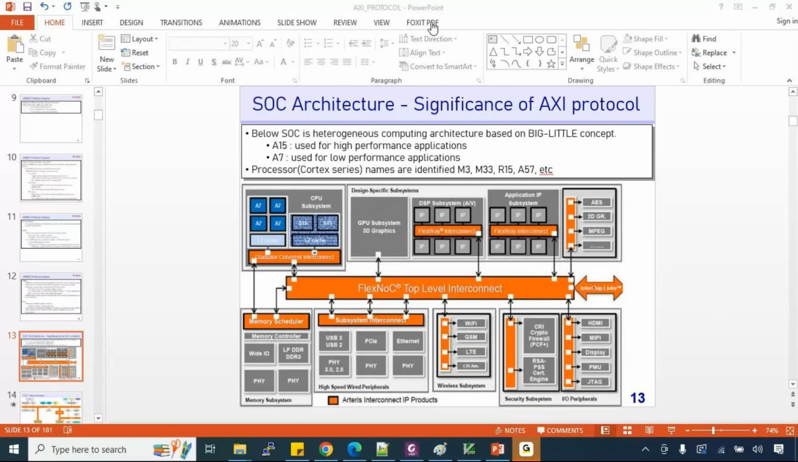Everyone, please understand this architecture diagram and read the notes once. Just see what you understand from this diagram.